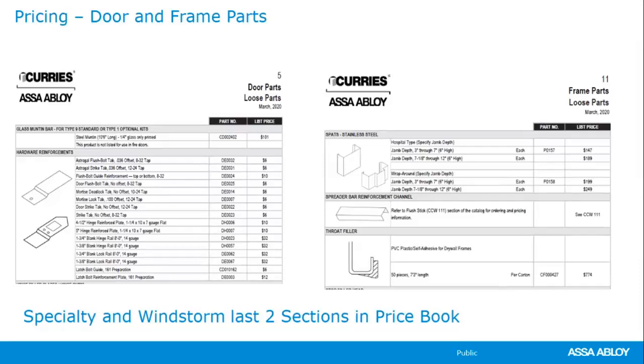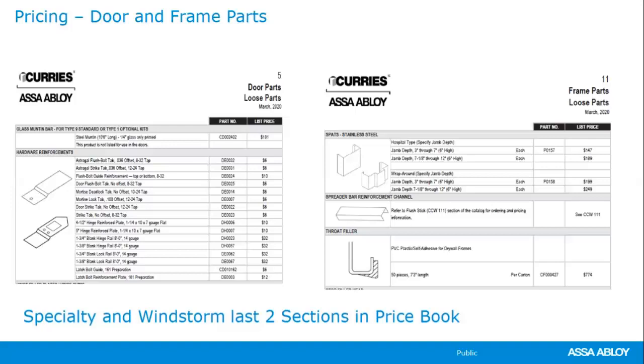And the last two sections of your price book will have your specialty products. That's going to include, but not be limited to, stainless, high STC, blast, bullet, lead lined products, watertight, flood doors, and so forth. So you'll see those various types of products in the specialty section.